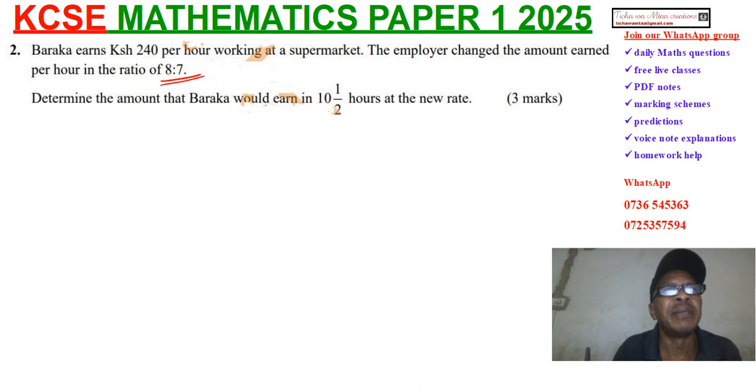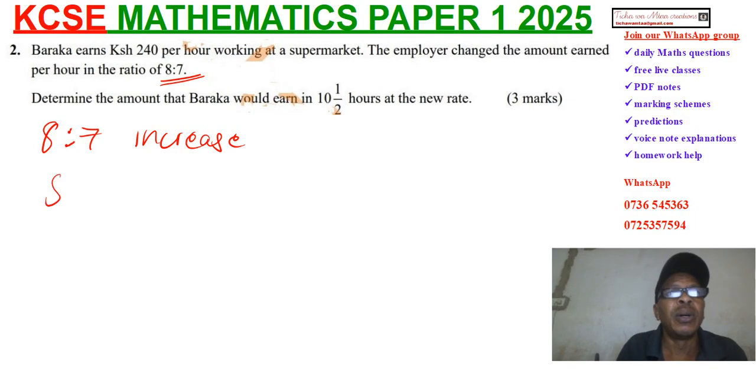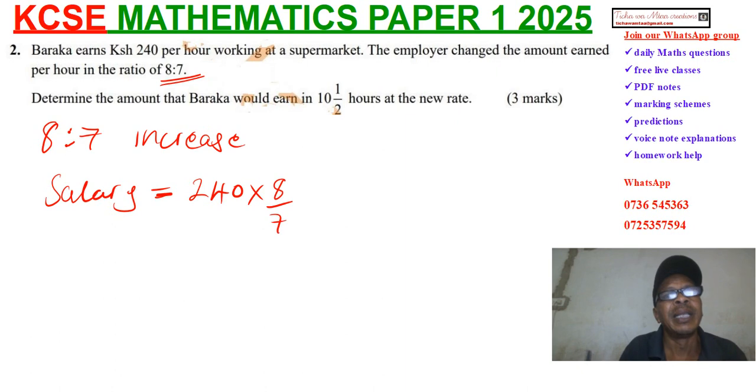We have 8:7. When we have 8:7, it means the salary was increased from the ratio of 7 to 8. So, increase. And therefore, to get the wage earned, the salary was 240 and it was increased in the ratio 8:7, and now he worked for 10.5 hours.